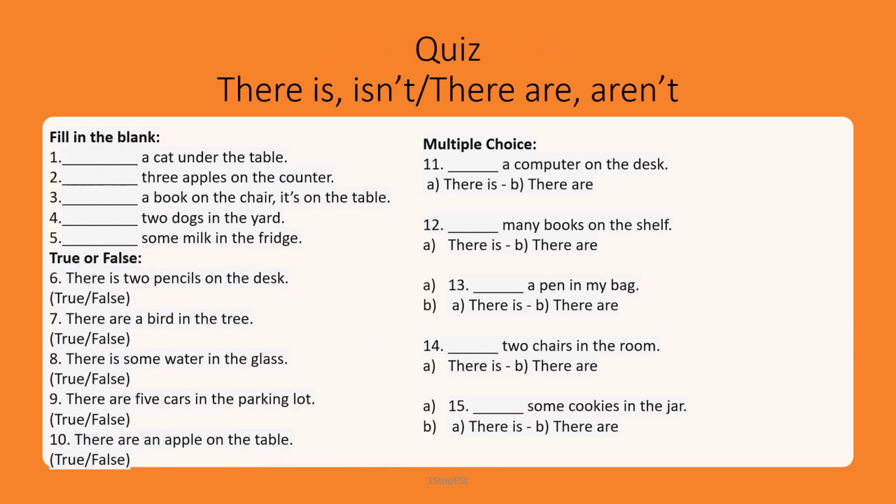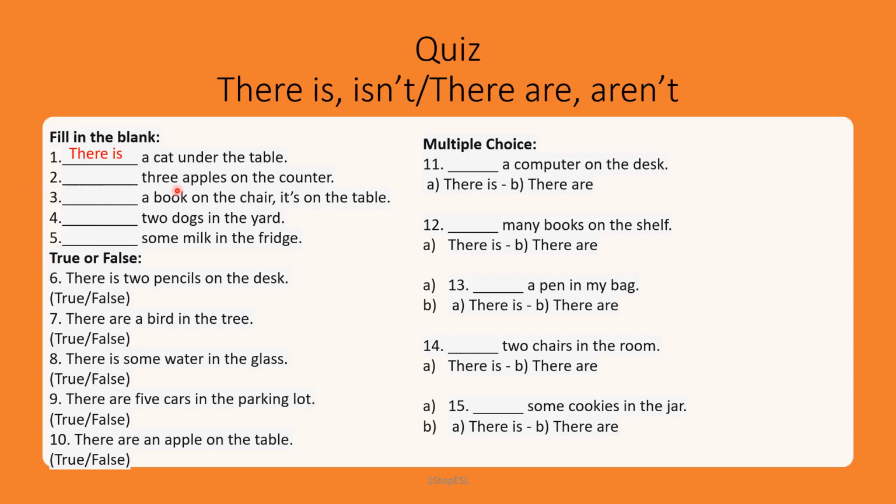Quiz time. Okay. There is, there isn't. There are, there aren't. Choose the answer. Now, fill in the blank. Number 1, read the rest of the sentence. A cat under the table. So, a, singular, it must be there is a cat under the table.